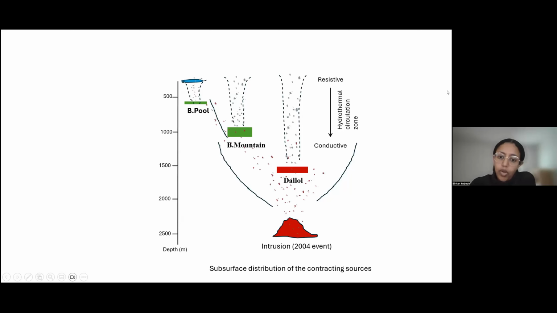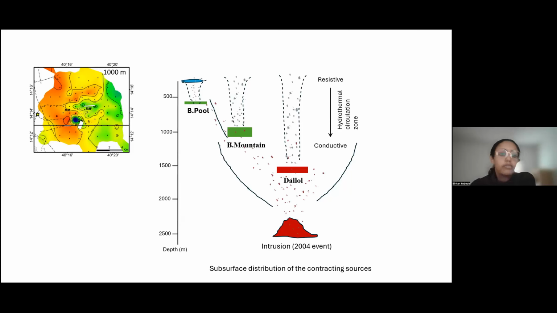So in order to know what we have at these depths, we see some geophysical data. For example, we have MT data, that is magnetotelluric. This is magnetotelluric data at 1,000 meters. If you see these slides, we can see a concentric high resistivity structure between Black Mountain and Bubbling Pool. In a geothermal environment, this high resistivity at depth is interpreted to be some boiling activity. And at Dallol, we can see that it's a kind of transition between this high resistive to conductive region.